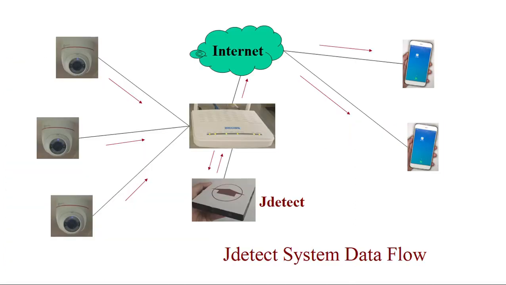Can you see there's someone at the doorway? This diagram summarizes Jdetect system. Multiple cameras, say up to 8, and Jdetect box are on the same local network. Jdetect gets image from cameras and checks if there's any human on the image. If yes, it will send alert email to the registered email address. There is no limit on the number of email addresses.